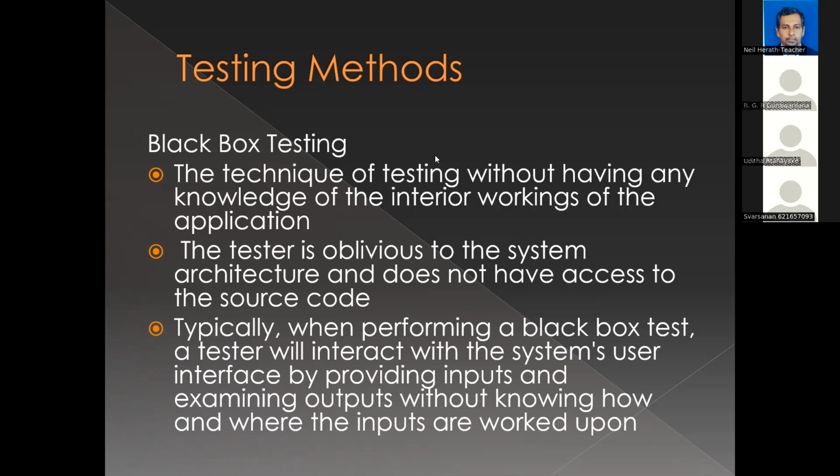We are not looking at the lines of the program. The program is considered as a black box. We give some input and see whether we get the output that we expect. That is why we say the tester is oblivious: the tester does not know the system architecture and may not even have access to the source code.